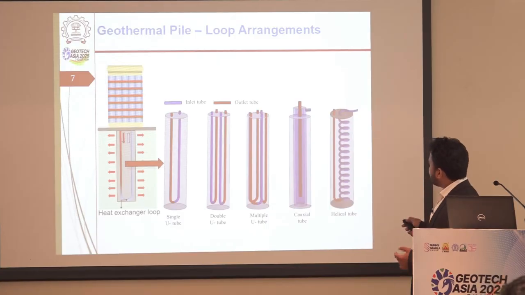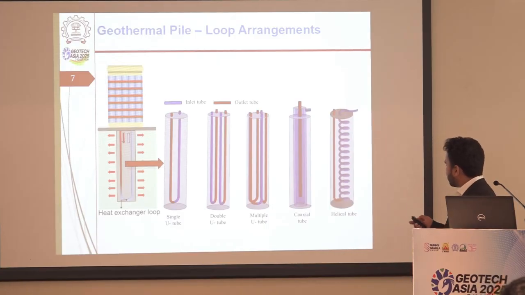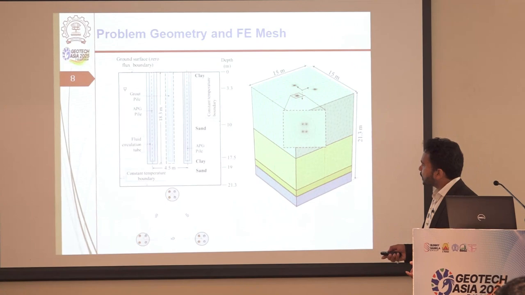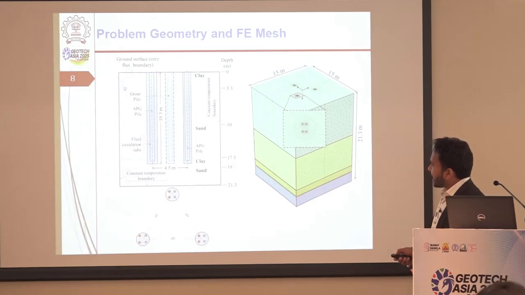And when we want to install a large amount of the loop, we use a helical tube as well. So depending on the design, this may vary. Now, for this study, we took an example of 3 piles group at different spacing, and then there was a clay layer and a sand layer, and the sand layer of course has high hydraulic conductivity.